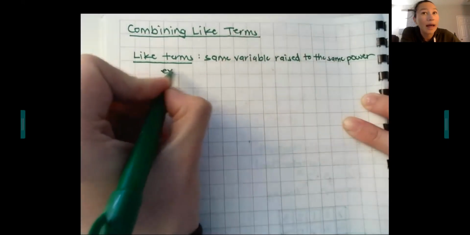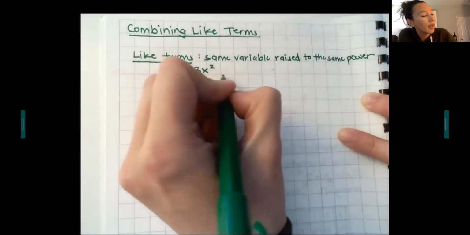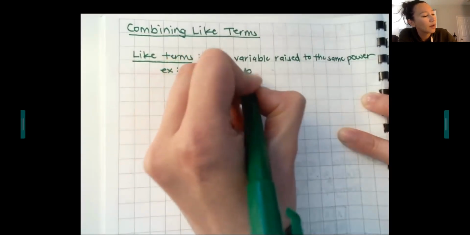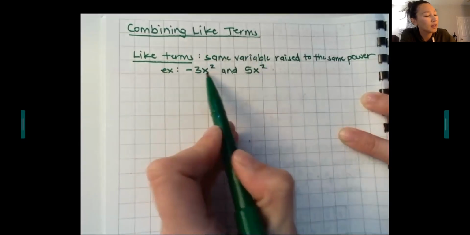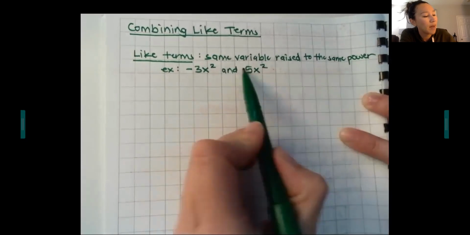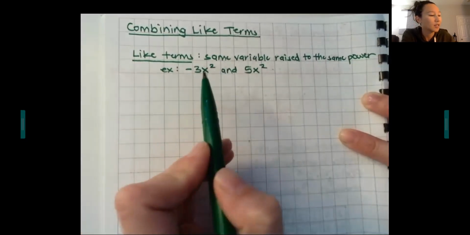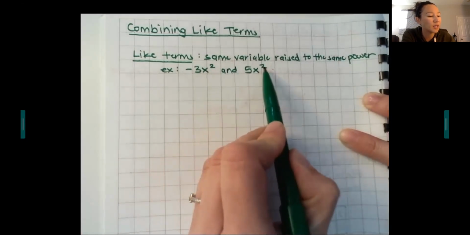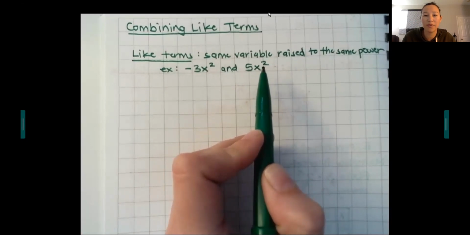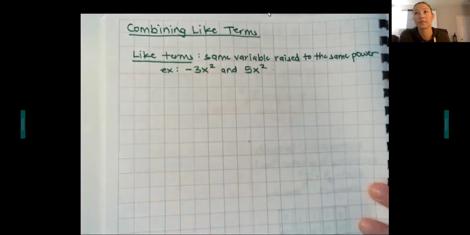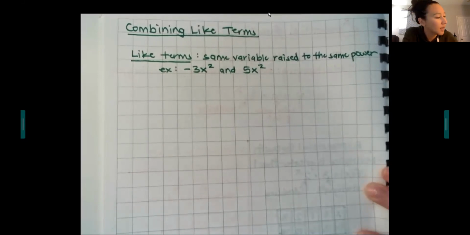So something like negative 3x squared and 5x squared. They have the same variable. They both have the variable x, and it is raised to the same power, a power of 2 and a power of 2. So since they both have an x squared and an x squared, those are like terms. So we could combine those to simplify. And that's what we're going to be doing today.